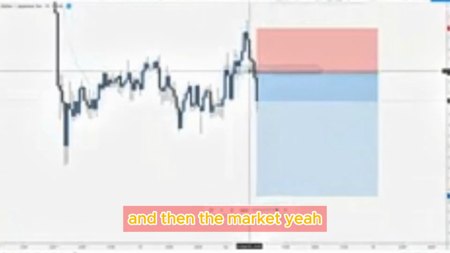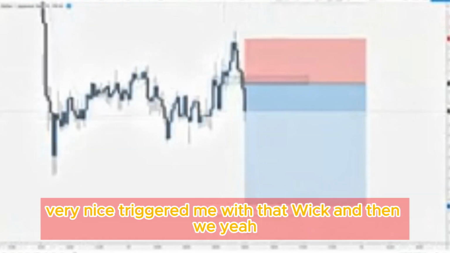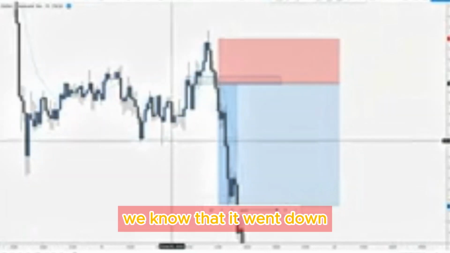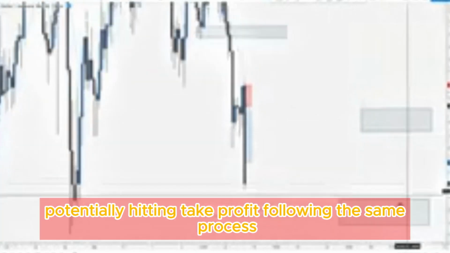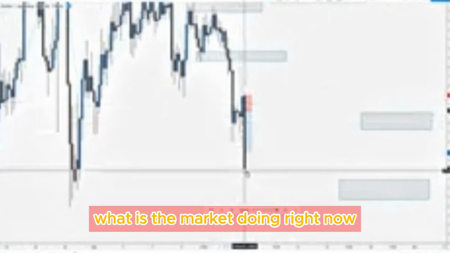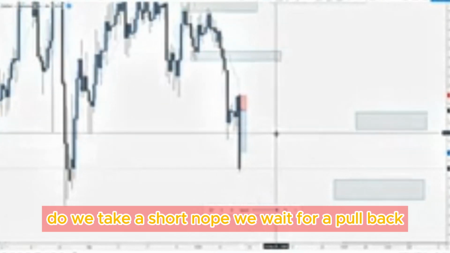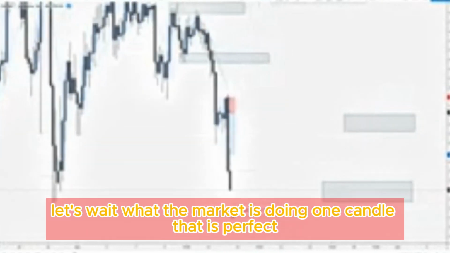And then the market, very nice, triggered me with that wick, and then we know that it went down, potentially hitting take profit. Following the same process, what is the market doing right now? Do we take a short? Nope. We wait for a pullback. Let's wait. What the market is doing, one candle, that is perfect.